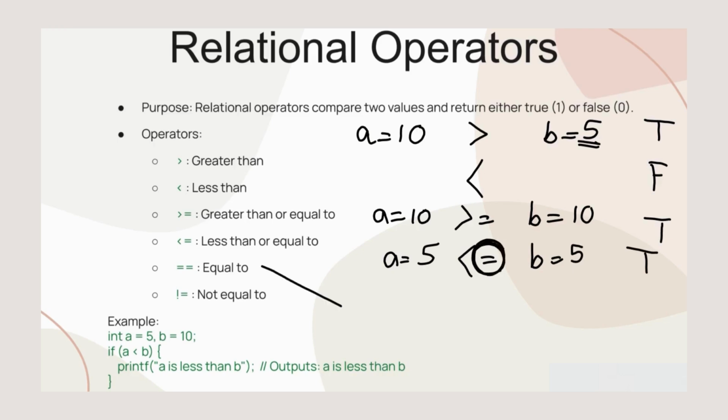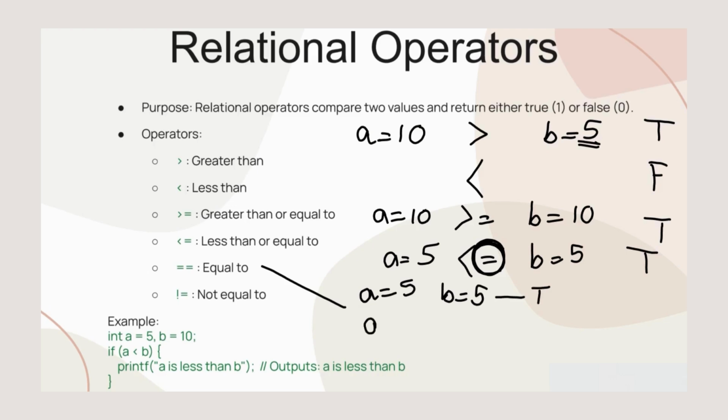Now in case of equal to, both the values have to be the same. If I say a equals 5 and b equals 5, then in this case it is going to return true, because both the values are the same. And not equal to says that both the values must be different.